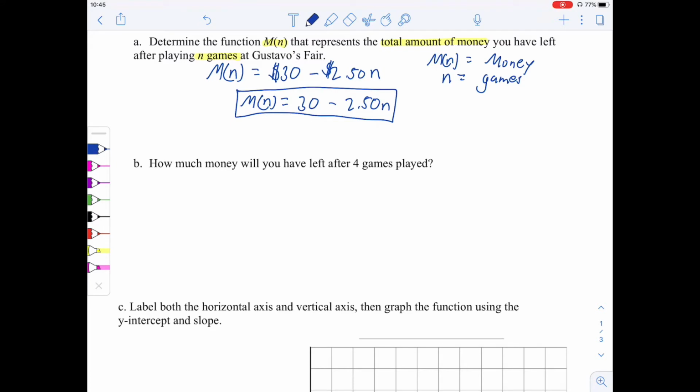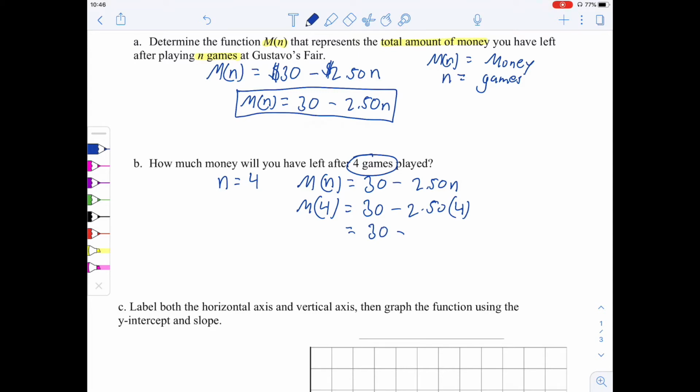How much money will you have left after 4 games played? So we want to use 4 games. Games is n, so we're using n equals 4, and we substitute it into our equation. m of n equals 30 minus 2.5n, and we find m of 4. So 30 minus 2.50 times 4, that's $10. So 30 minus 10, you have $20 left.